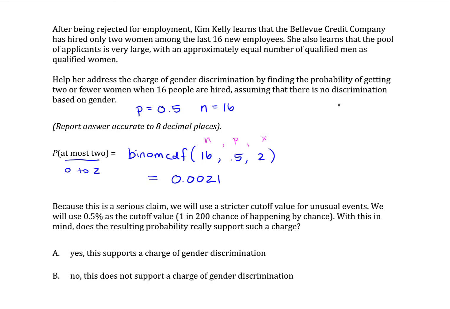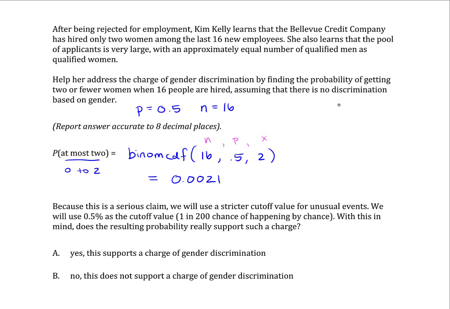But since it's a probability, you have to have some sort of comparative cutoff. And so in this next part, because this is a serious claim, we will use a stricter cutoff value for unusual events. We will use 0.5% as the cutoff value, so a 1 in 200 chance of happening by chance. With this in mind, does the resulting probability really support such a charge?